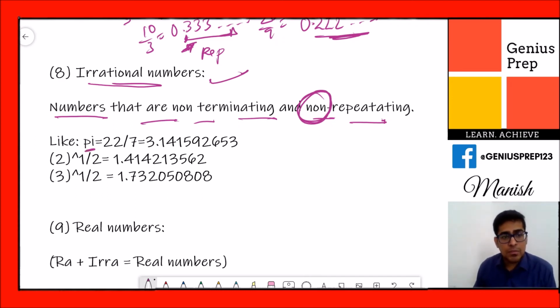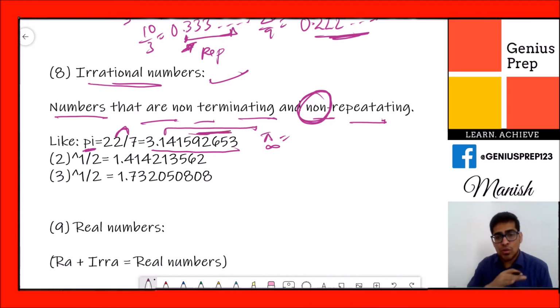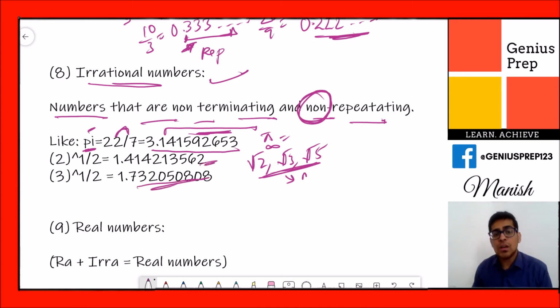The best example of this is pi. Generally we use 22 by 7 or 3.14, but this is not the exact value of pi. This is the approximate value of pi which we use for our calculations. But when you see the whole value of pi, you will see it is non-terminating. It goes up to infinity, but there is no pattern and no repetition of any kind of number. That's why pi is an irrational number. Similarly, numbers like root 2, root 3, root 5 are non-terminating and non-repetitive, so all these numbers are called irrational numbers.